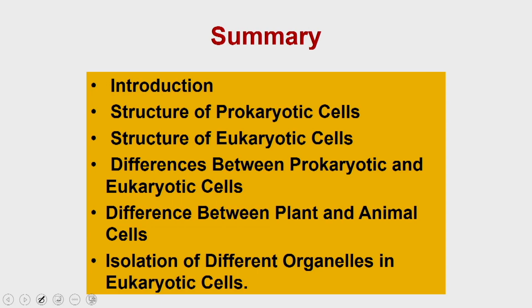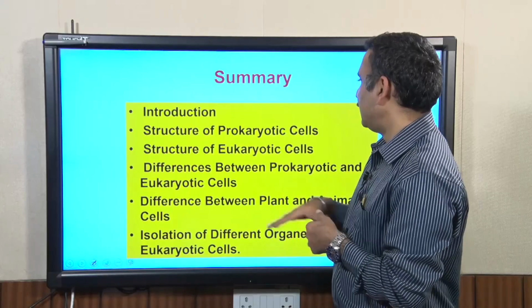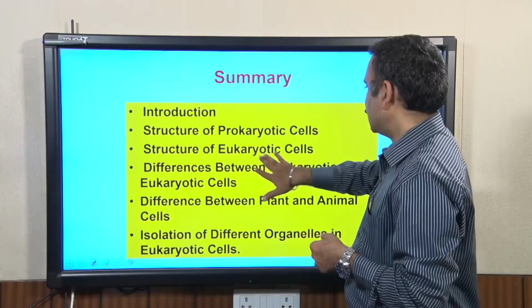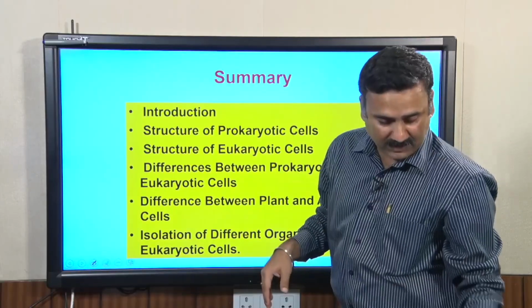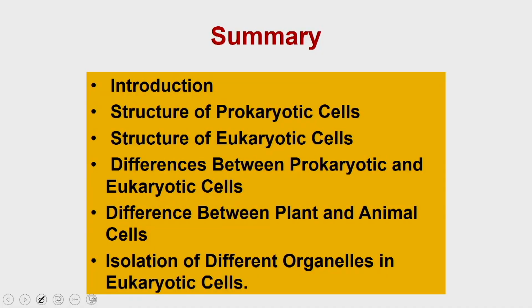In the previous module, we discussed the structure of the prokaryotic cell and the structure of the eukaryotic cell. Within this, we also discussed the different organelles present in the eukaryotic cell, their structure, their function, and their relevance in contributing to the different activities which are important for the eukaryotic cell.